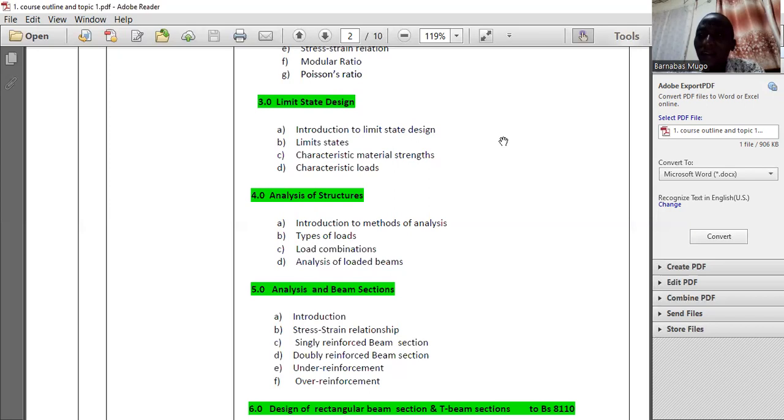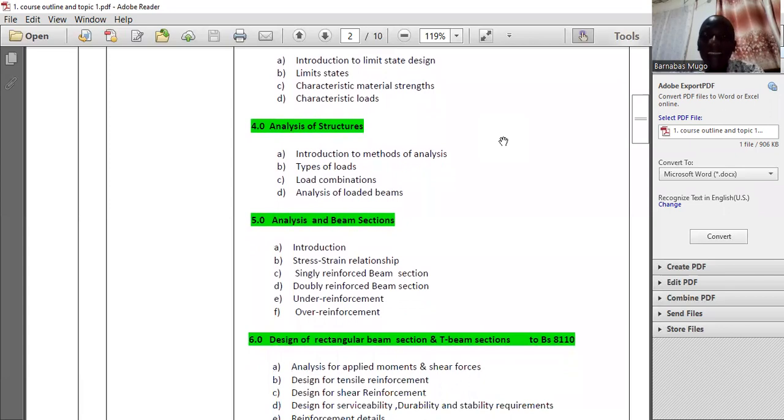When we're looking at the characteristic load, we are looking at those parameters that are going to be used in the design. That is, the characteristic load is, for example, the factored load and the unfactored load. So we are going to look at the factored section of the reinforced concrete. We are going to see it later.